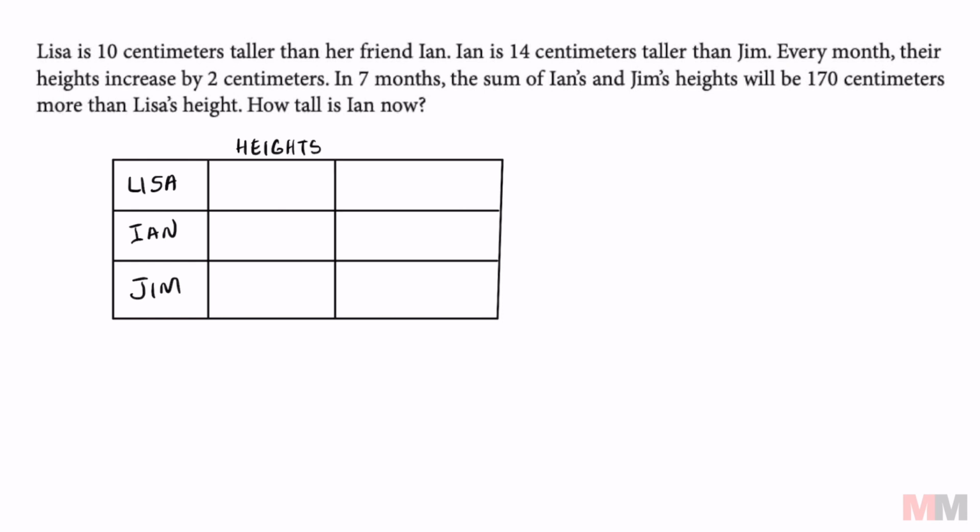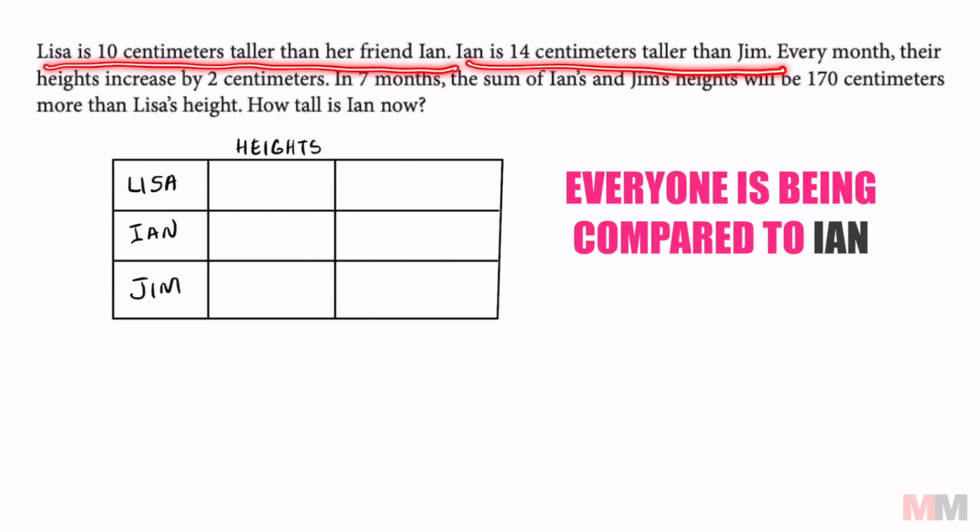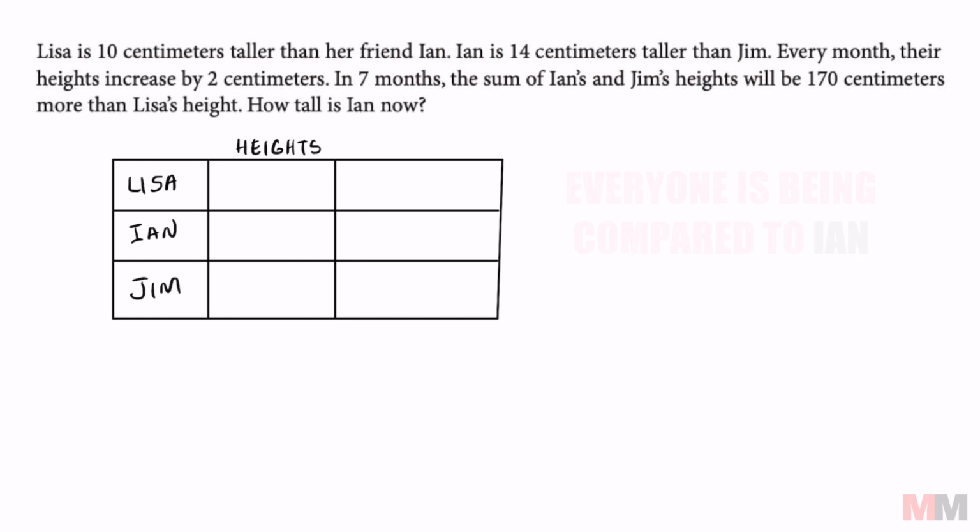So for some people, the hardest part is knowing where to start. And in this word problem, you start by figuring out who is everything revolving around. If you look at these first 2 sentences, both people are being compared to Ian. So that's who's going to get the variable, Ian. Let's let Ian be X.